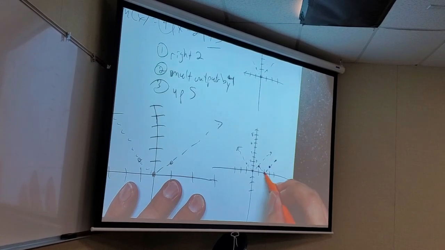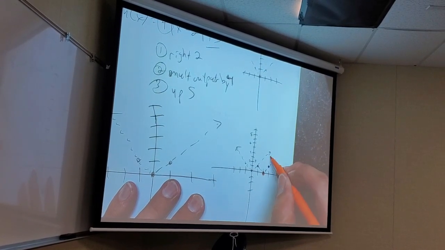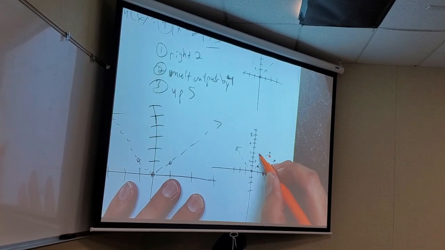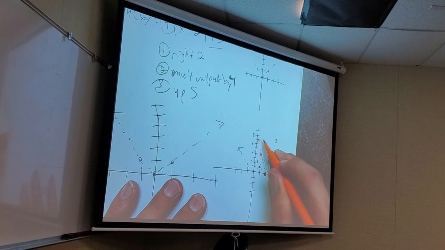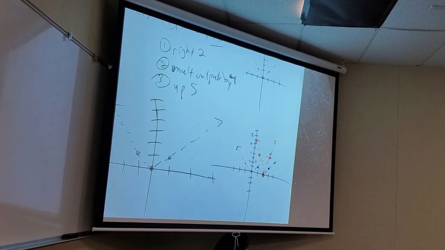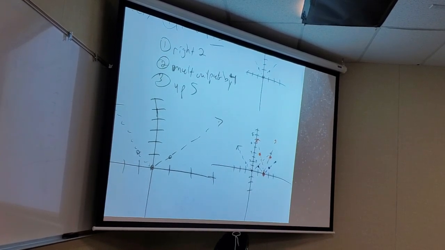So 4 times 0 is 0. 4 times 1 is 4. 4 times 1 is 4. So now it looks like that. And whoever said increase the slope, you can see how that totally makes sense. And then, I got one more color.